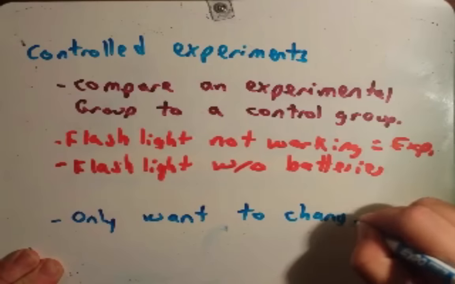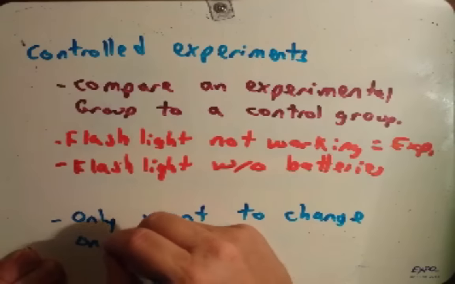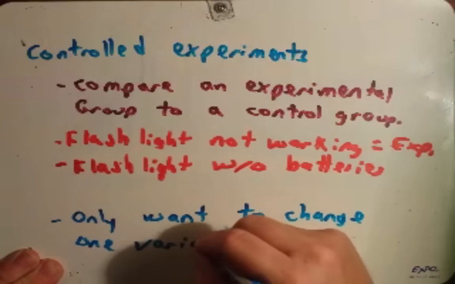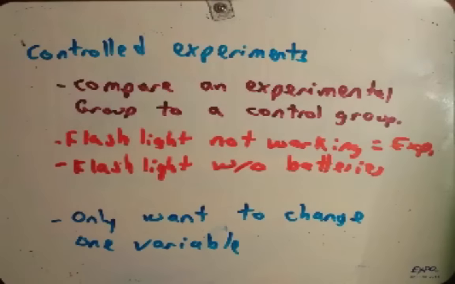Ideally, when we do a controlled experiment, we only want to change one variable. So up here, we're only going to worry about the batteries. That's the only variable we're going to change. And when we test that hypothesis, if it's not supported, then we'll do another controlled experiment where we look only at the bulb. We only control one variable.